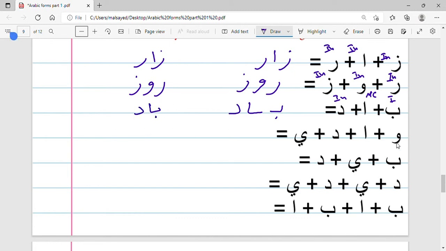Okay, here we have el waw, the first letter, so we choose independent. Waw and alif, we choose the independent. Alif, dal, we choose the independent. Dal and ya, we also choose the independent, because waw, alif, dal don't connect with after.